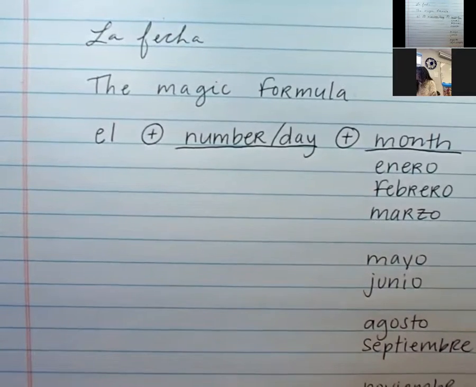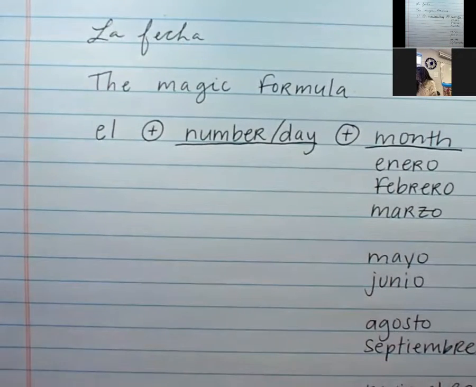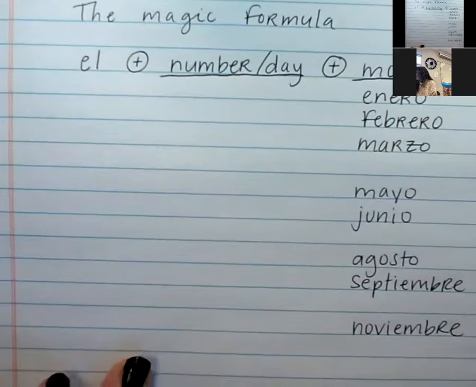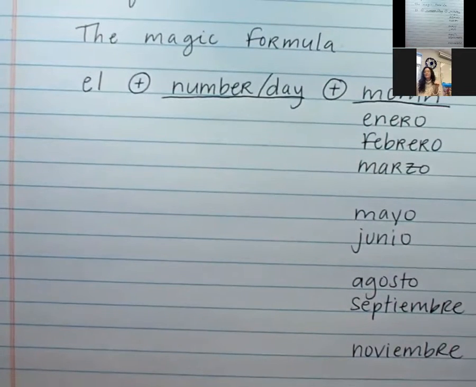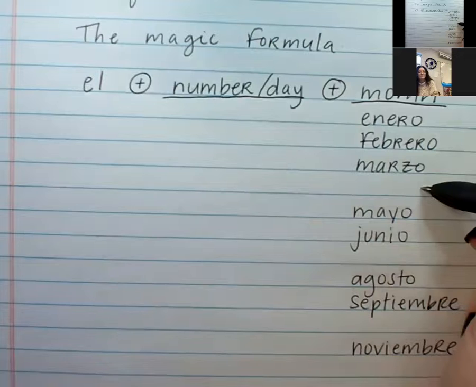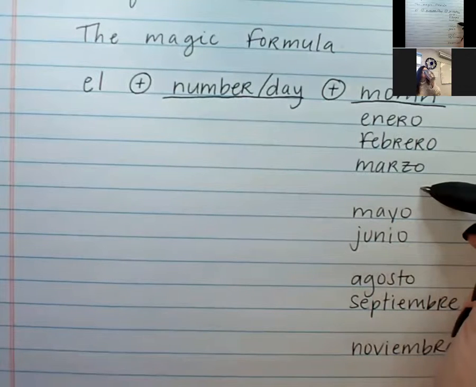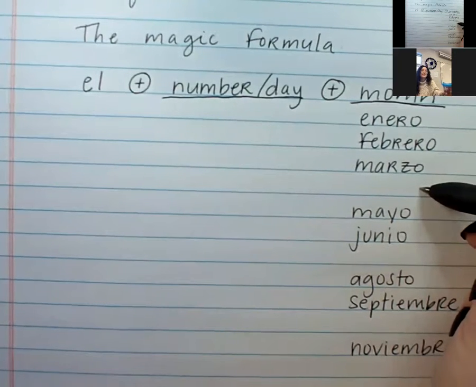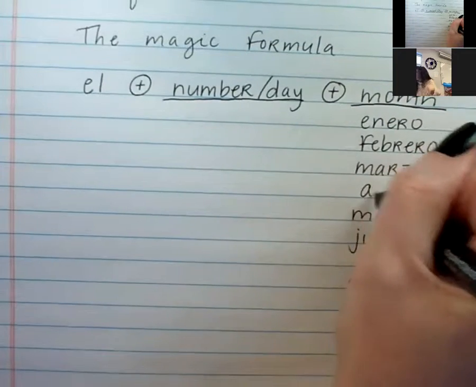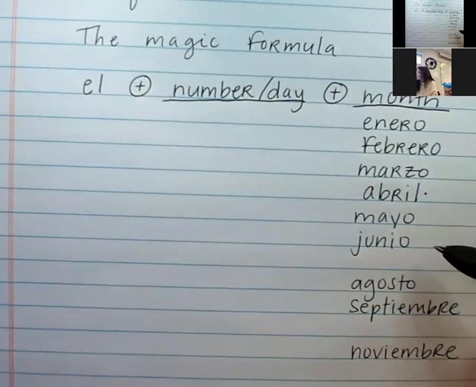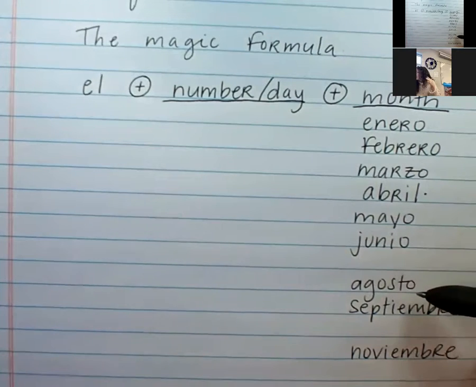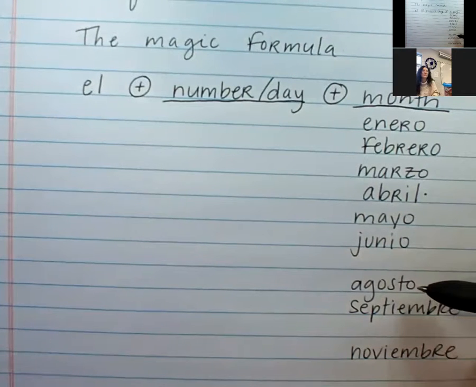Okay, so I did most of them. I want you guys to help me fill in the remaining ones. So what would come in between marzo y mayo? What would be right here? What's our fourth month? Yes, Drew. It would be April. Excellent.